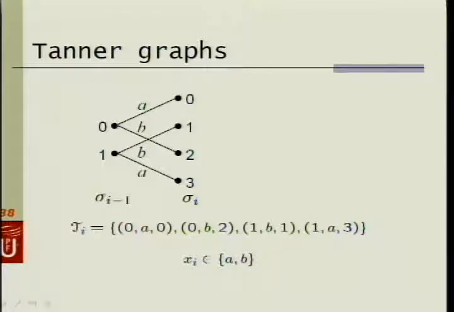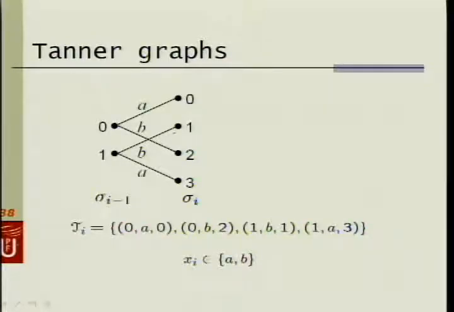For example, this section in which we have 2 initial states and 4 ending states, and A, B are the labels of the branches. So this may be a convolutional code, or maybe a trellis-coded modulation scheme, etc. And this is the initial state at time I-1, and this is the state at time I. How can we describe mathematically this section of the trellis? In this way.